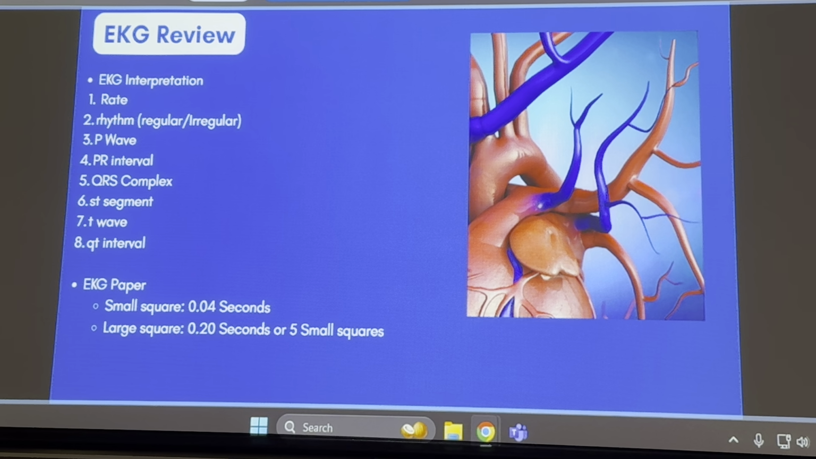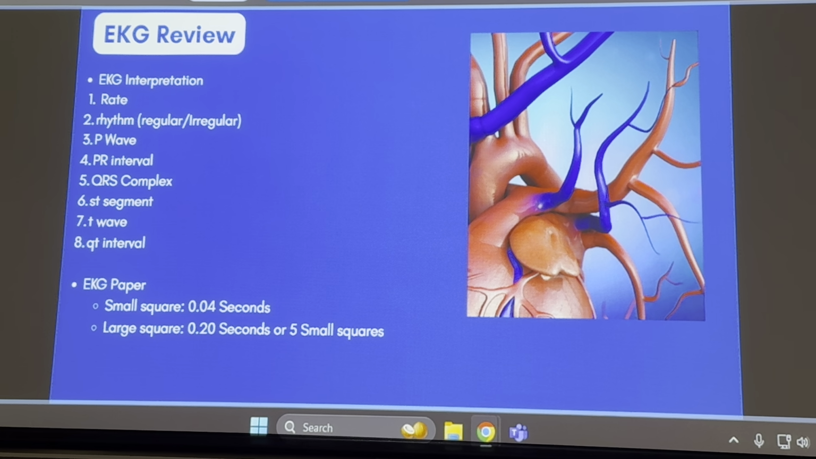After we've established the rate and decided which of those 3 categories it falls in, next we're going to look at the rhythm. Is it regular or irregular? It can be either one of 2 options. How do we determine that? I like measuring what, Meredith? The distance of what? QRS complex to QRS complex, right?